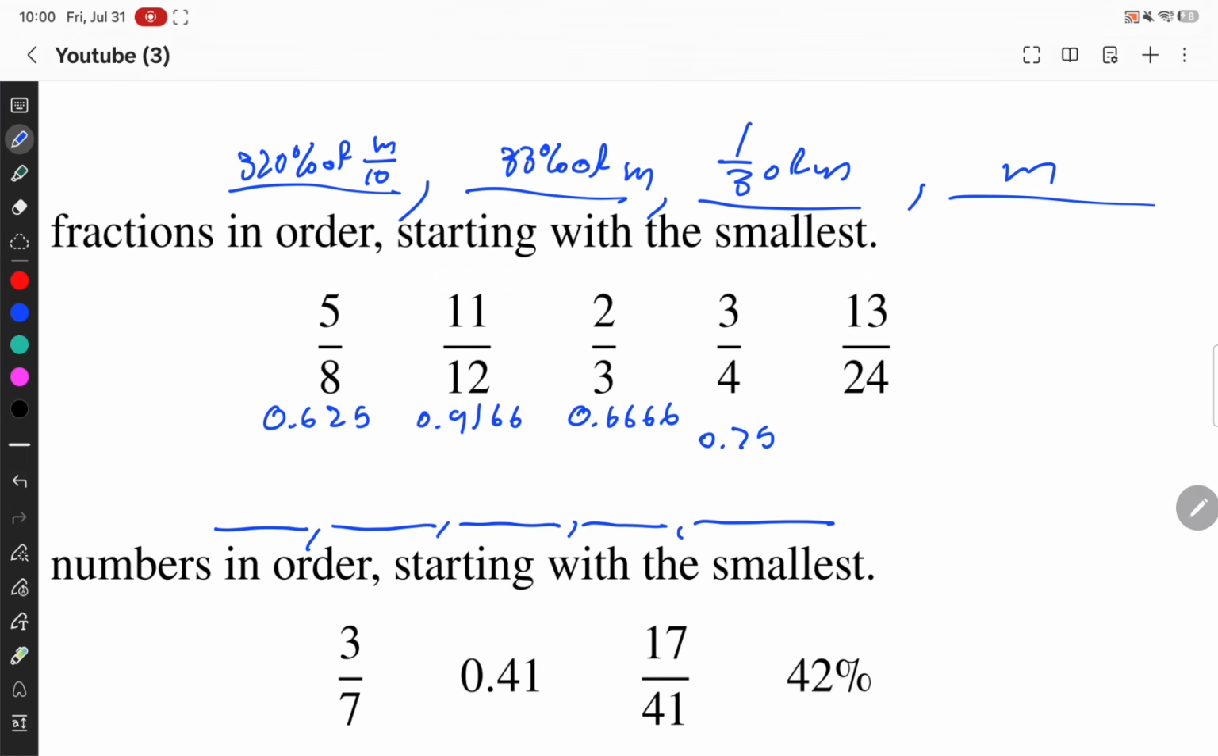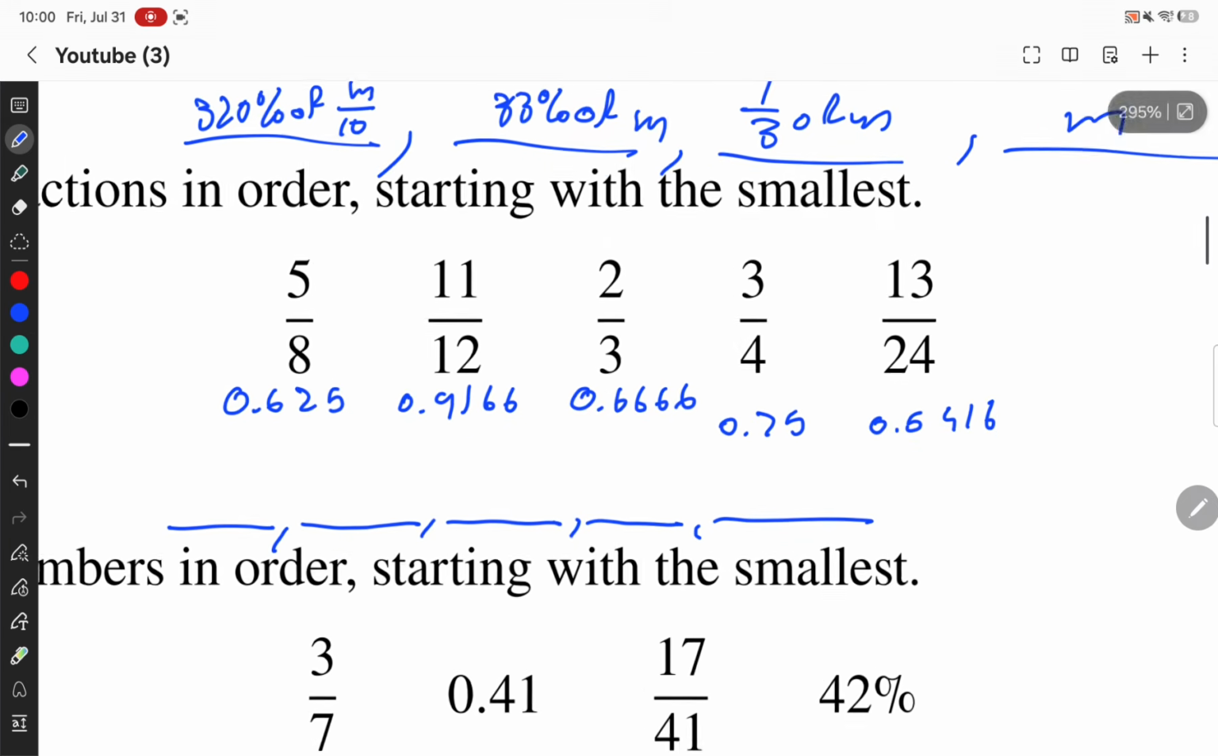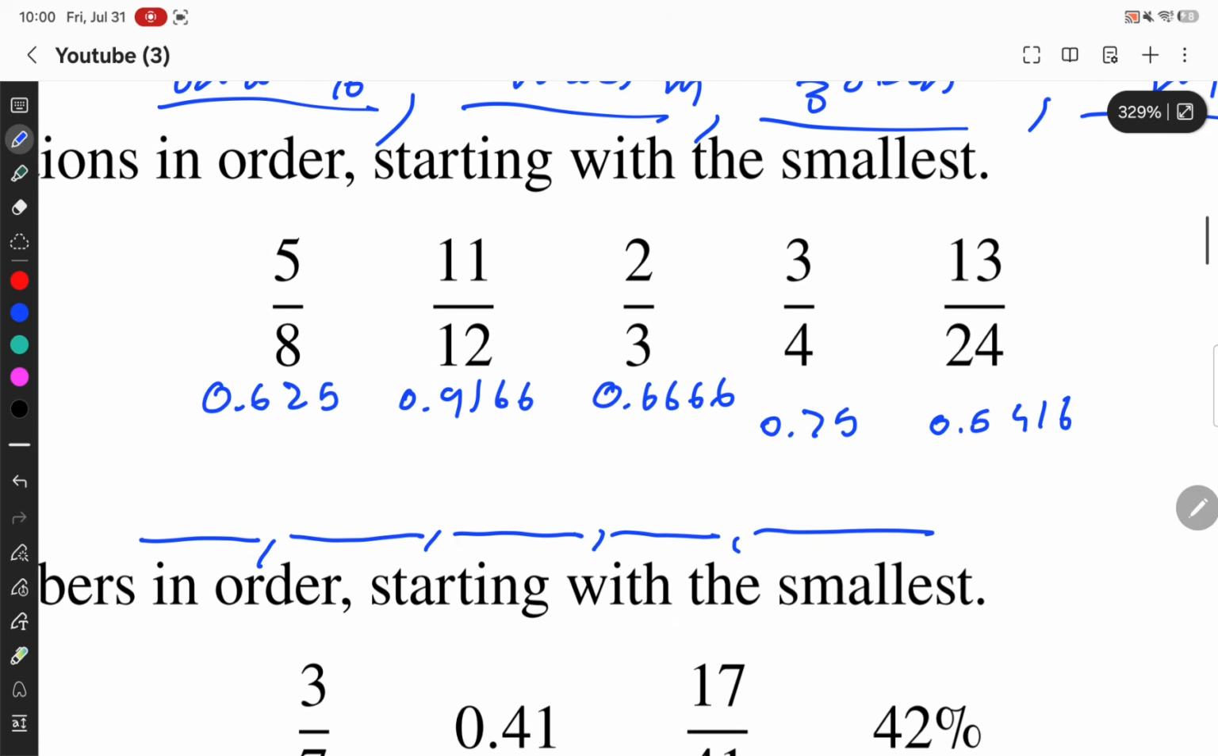13 over 24 we get 0.5416, and repeat it. Now this is a bit better question. It has variety. Let me do this last one again.